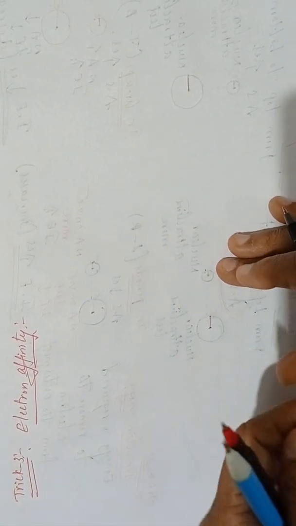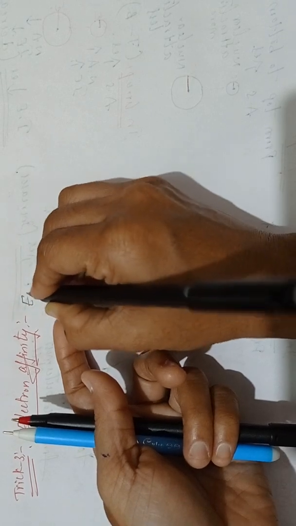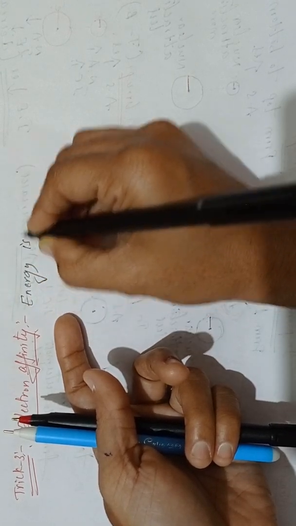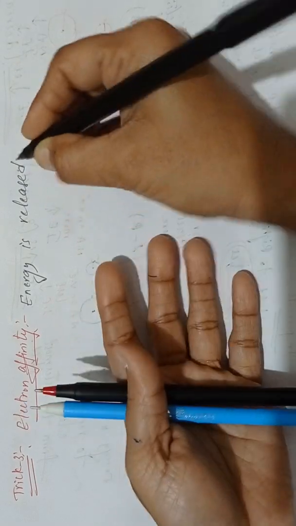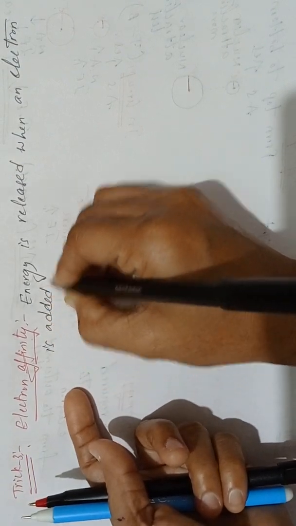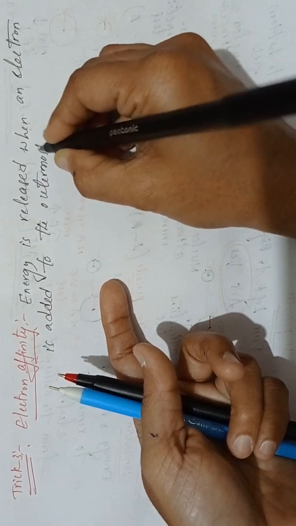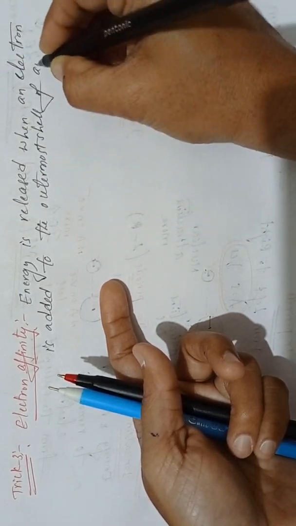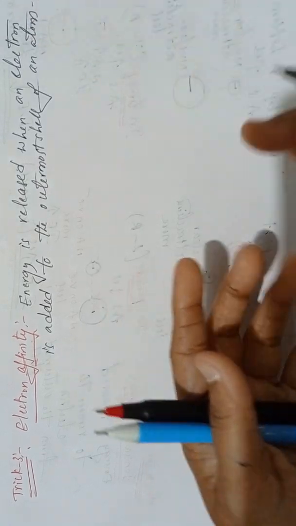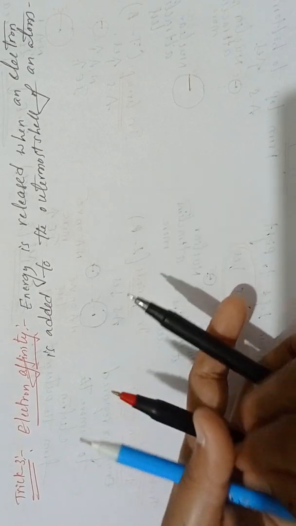Electron affinity: energy is released when an electron is added to the outermost shell of an atom. Now, energy is released when an electron is added to the outermost shell of an atom. Clear this one? Just the definition, students. This is nothing but electron affinity. So in periods, this is trick number 3.